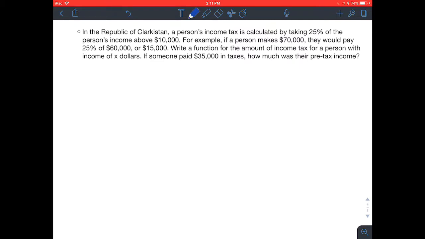According to this scenario, a person's income tax is calculated according to a certain function. You could write a function that takes in as input someone's income and outputs their income tax. However, the last question is asking the opposite: if someone paid $35,000 in taxes, how much was their income?